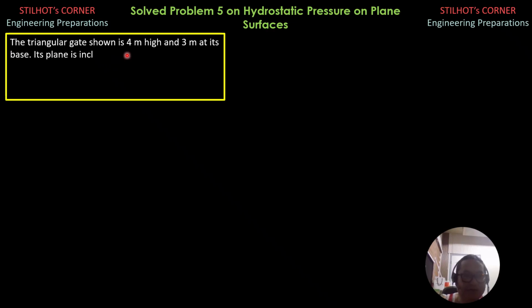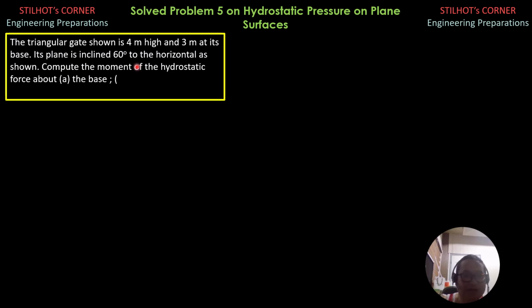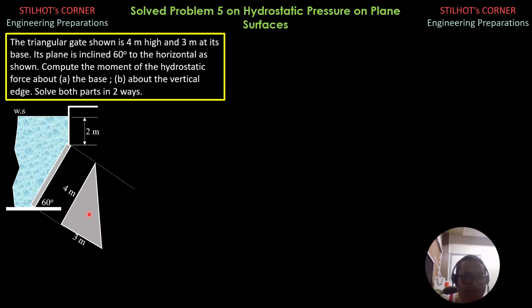The triangular gate shown is 4 meters high and 3 meters at its base. Its plane is inclined 60 degrees to the horizontal as shown. Compute the moment of the hydrostatic force about A, the base, and B, about the vertical edge. Solve both parts in two ways. So here is the figure.